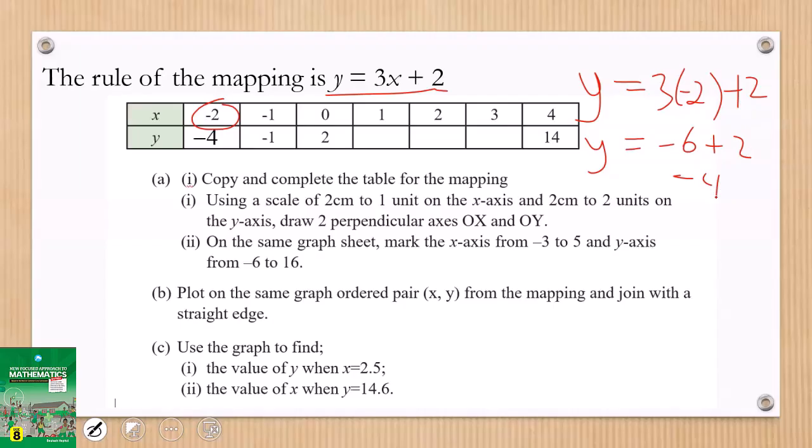Now, for the next one, they've done it for us. When x is 0, y is 2. Now, let's see when x is 1. When x is 1, y will be 3 times 1 plus 2. And that should give us 3 plus 2, which is 5. So we can put 5 here. The same thing can be done for 2 being 8 and 3 being 11. You can pause the video and try solving them as we've done it and see if you get the same answers, 8 and 11. Good. Now we go and plot or draw our graph.